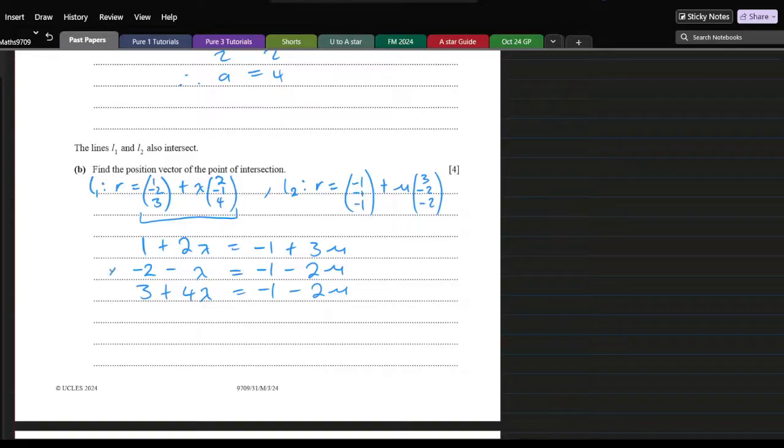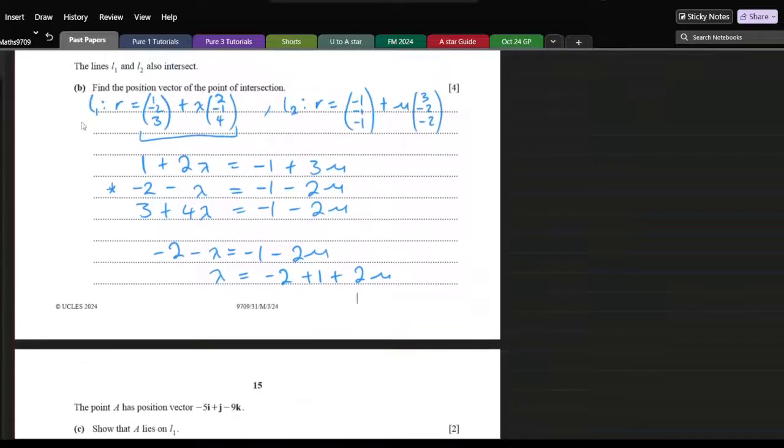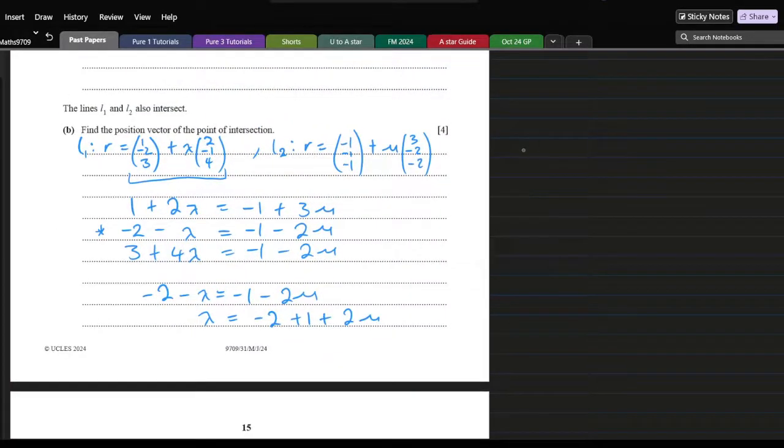Alright, so let's take our second equation and we want to make lambda the subject of the formula. So we've got negative 2 minus lambda is equal to negative 1 minus 2 mu. So lambda must be equal to negative 2 plus 1 plus 2 mu. If we simplify that, we know that our lambda should be equal to negative 1 plus 2 mu. And then we can substitute this into the first equation so that we can solve for mu.